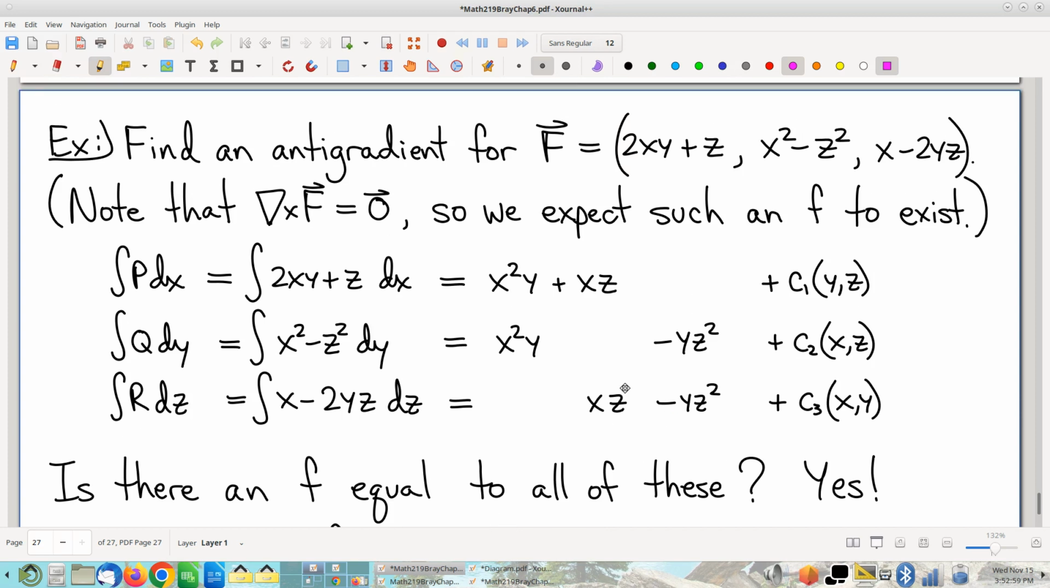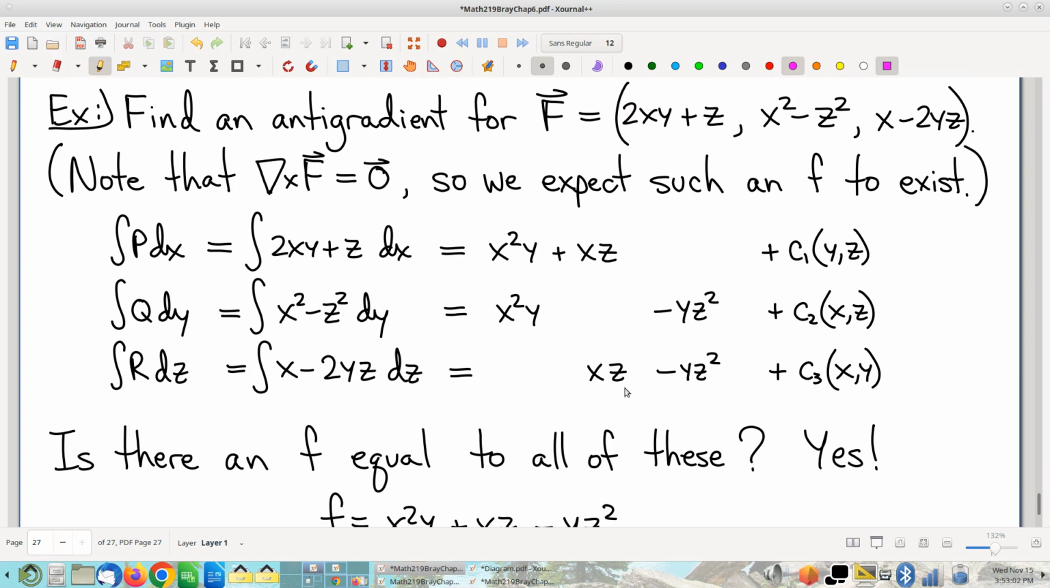All right, now, one thing that made this possible, to find an antigradient, is that there is an antigradient, right? Again, you can't find stuff if it doesn't exist. Doesn't matter how clever you are, if something doesn't exist, you cannot find it. So how did I know this antigradient existed? Well, I did my local test, took the curl, I got zero. So I knew the antigradient existed, and I knew this wouldn't be a wild goose chase that would end in sadness.